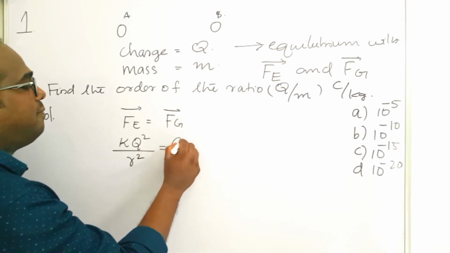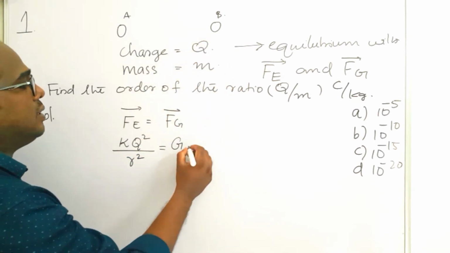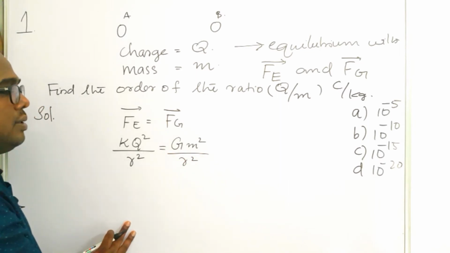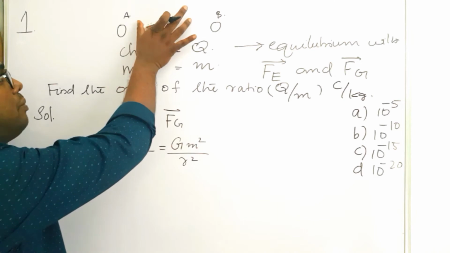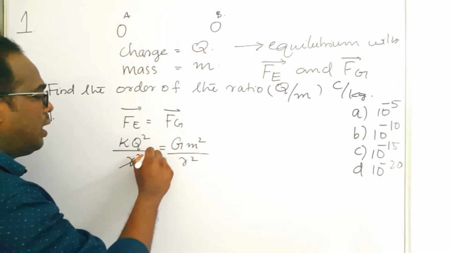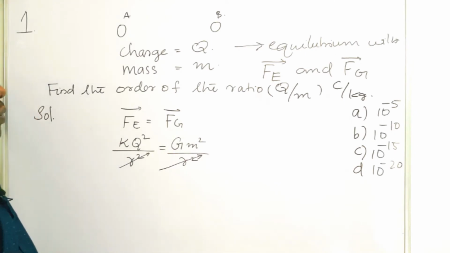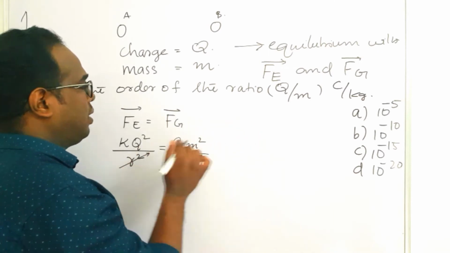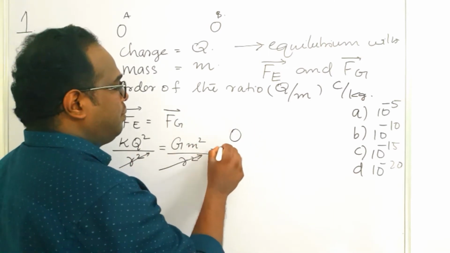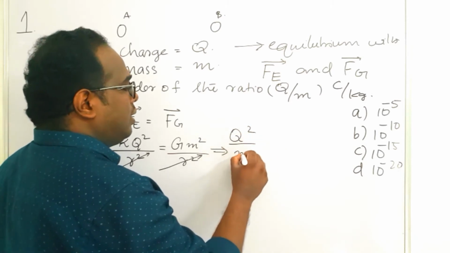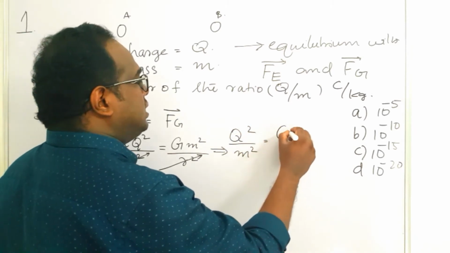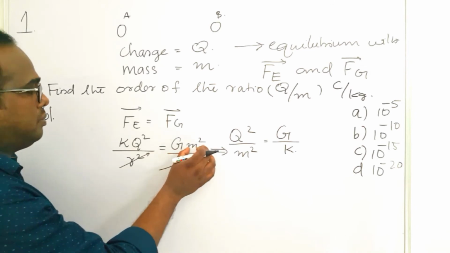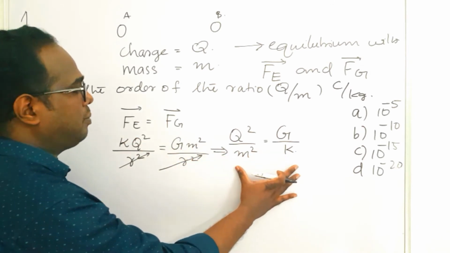The gravitational force equation goes G M1 M2. What is the mass? M and M, right? So it will be M square divided by R square, correct? This is our condition. Then R square and R square, the separation is the same, right? Separated by a particular distance. So this value you can cancel. And what is required? Q by M value you have to find out. Bring the M square to this side. So this will become Q square by M square equal to G by K, correct?